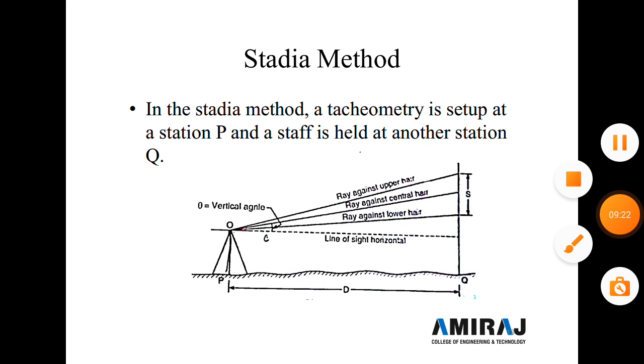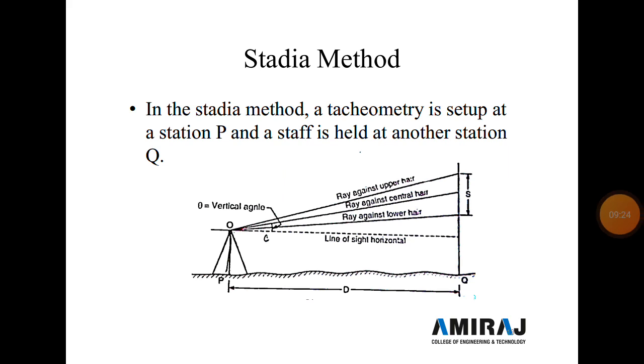In the stadia method, a tachometer is set up at an instrument station P. See this figure. We set up the instrument at point P, and then leveling, centering, focusing, etc. are done very well. Then at another station, point Q, the staff is held. PQ shows the horizontal distance D.